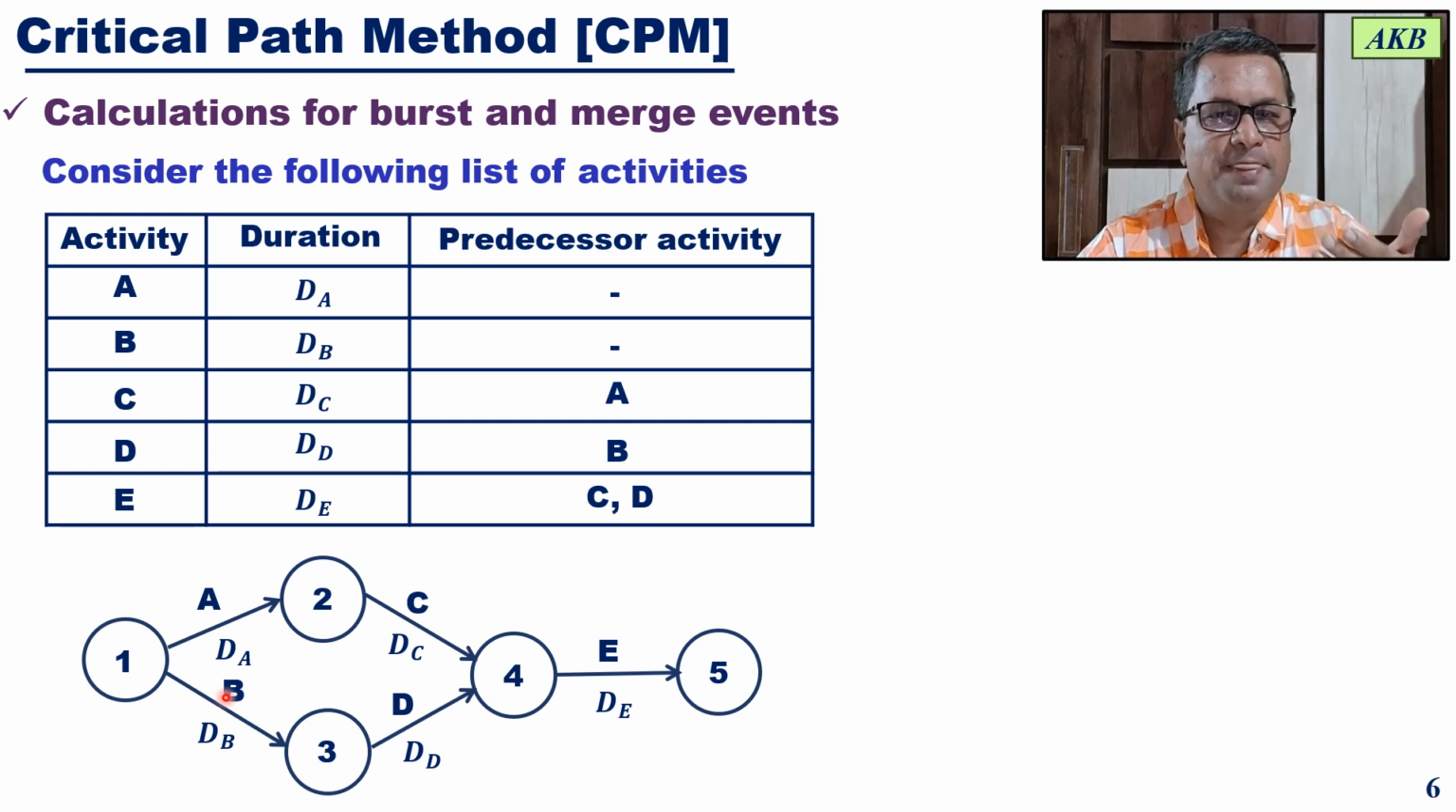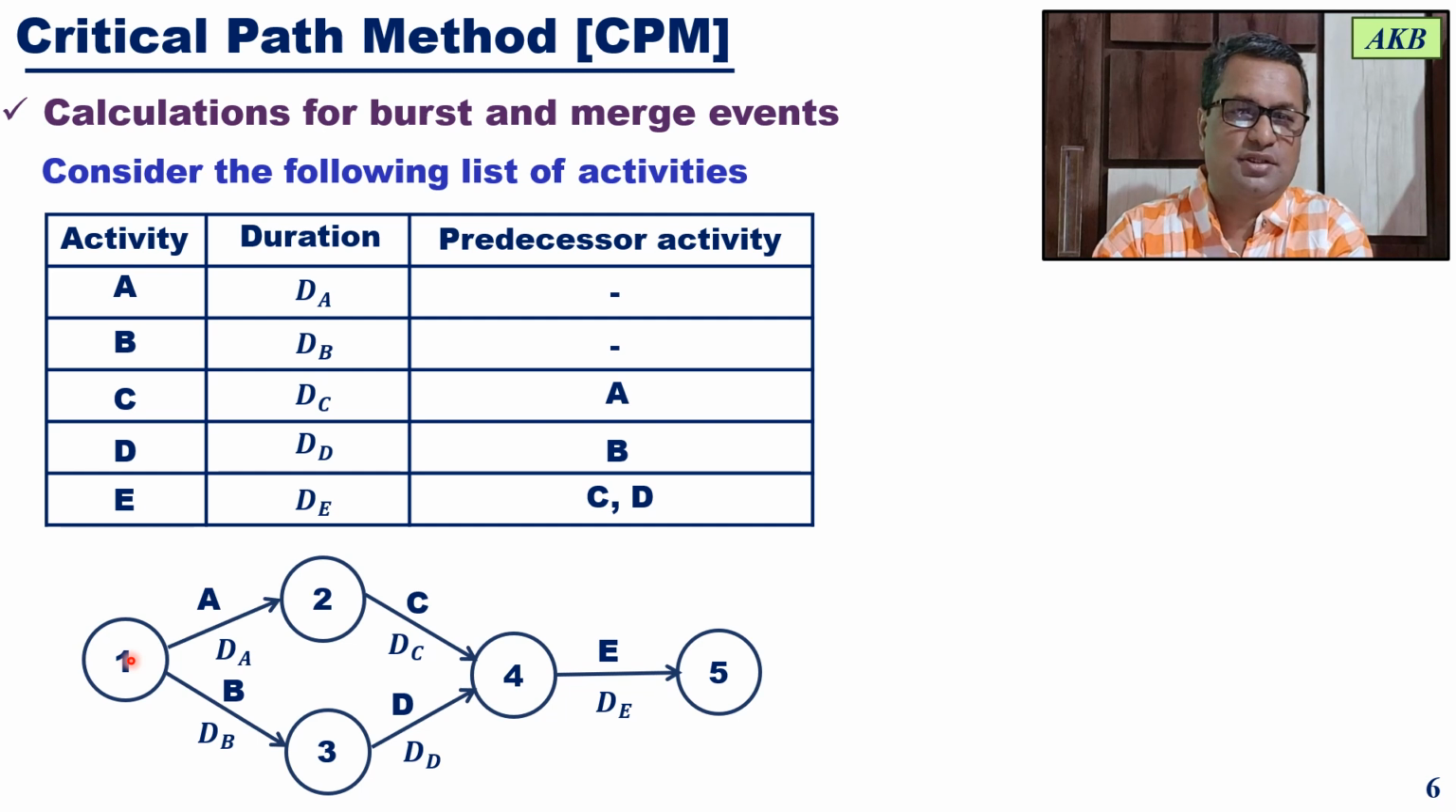Activity A and B are starting at event 1. That's why event 1 is the burst event. Whereas event 4, where activity C and D are ending, happens to be the merge event. So you have a burst event and a merge event in the same network diagram. And for this type of network diagram, how to do forward pass calculations and then backward pass calculations, that is what we are going to understand.